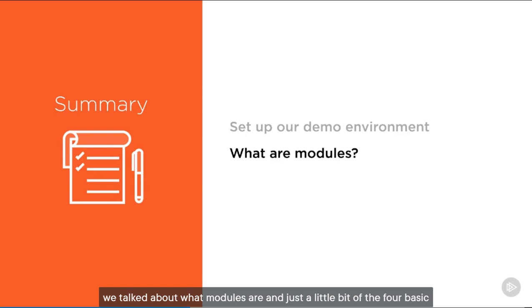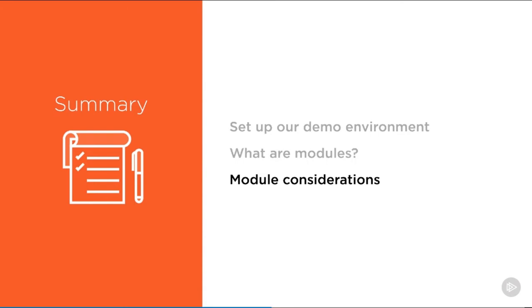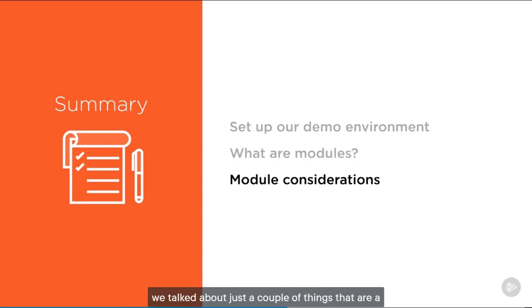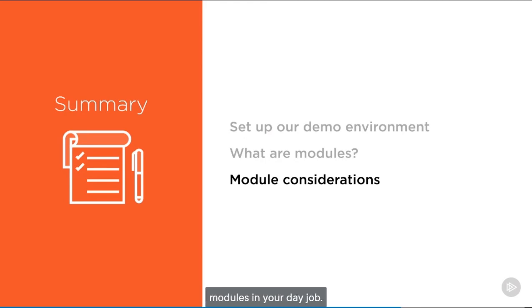Secondly, we talked about what modules are and a little bit of the four basic characteristics that make up what a module is and why they're going to be beneficial to us moving forward. And lastly, we talked about a couple of things that are a little bit different in modules. So as you're using modules and as we go through the rest of this course, there are a few things that are potentially a little weird about modules that you want to make sure you're paying attention to, as we go through the rest of this course and just as you use modules in your day job.